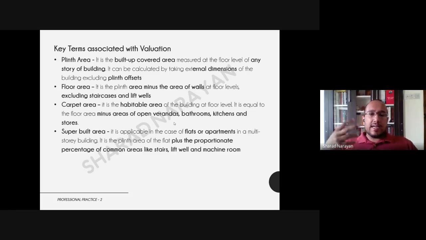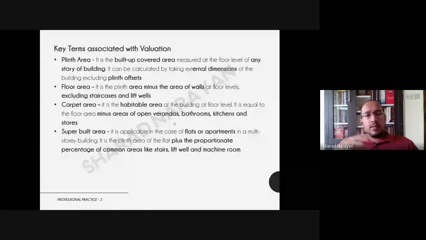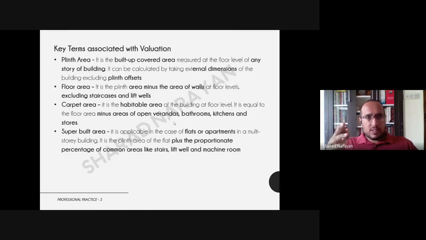Super built up area is the idea which comes in when we're talking about flats, apartments, or multi dwelling units. It is the plinth area of the flat, which again we talked about in the first term. It is the plinth area plus a proportionate percentage of common areas like stairs, lift well, machine room, and so forth. So let us take a simple example over here.